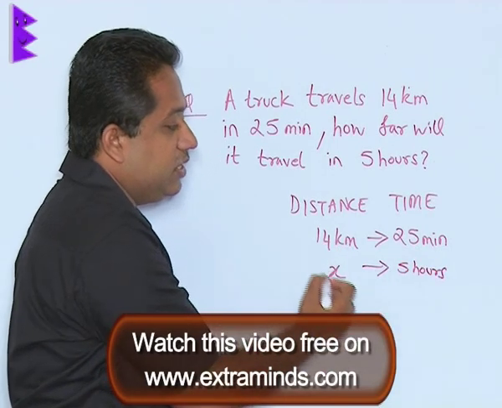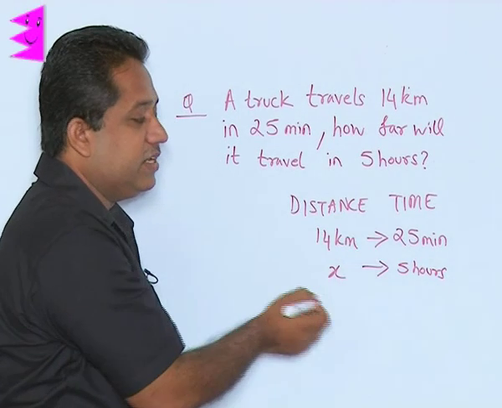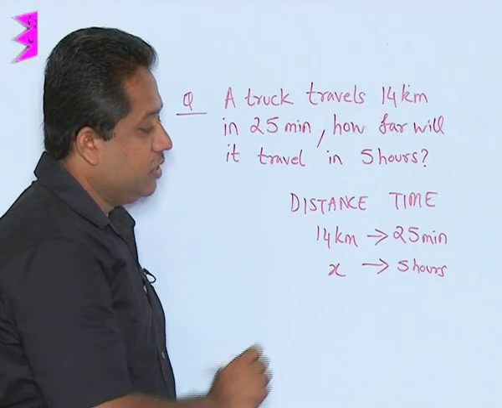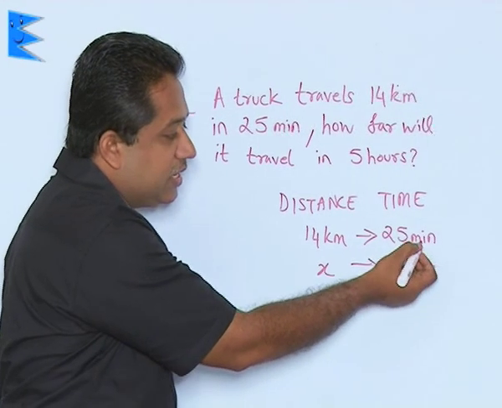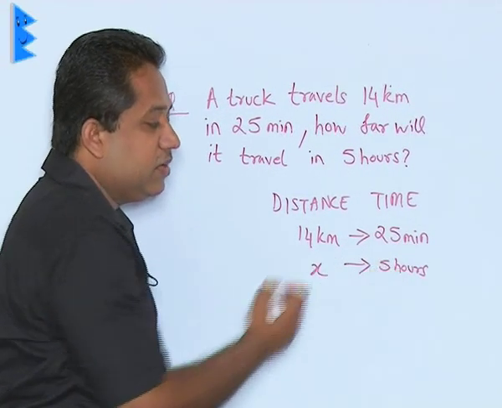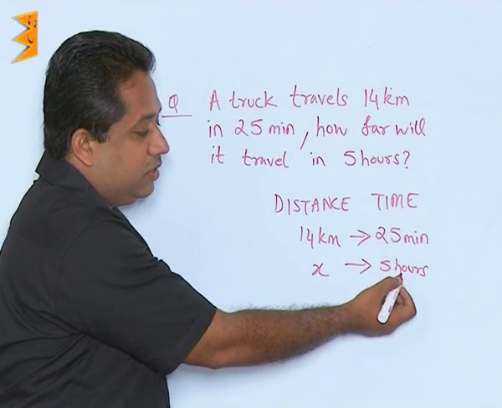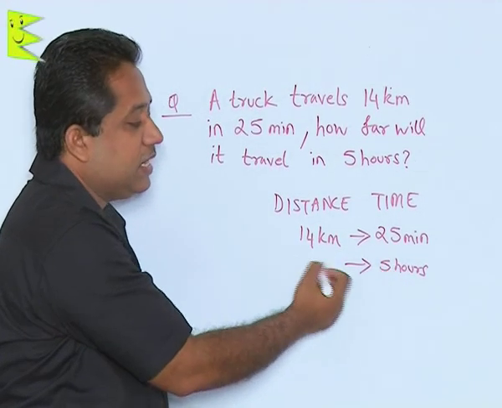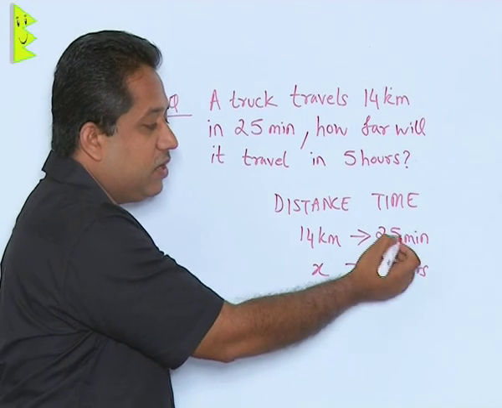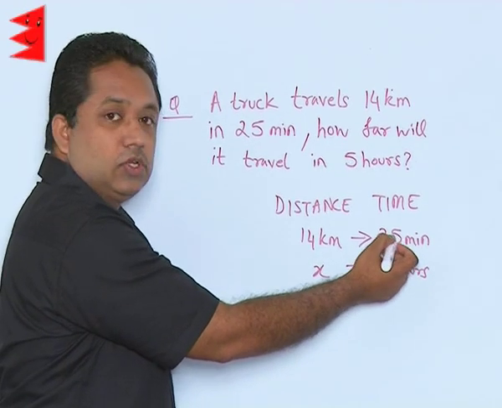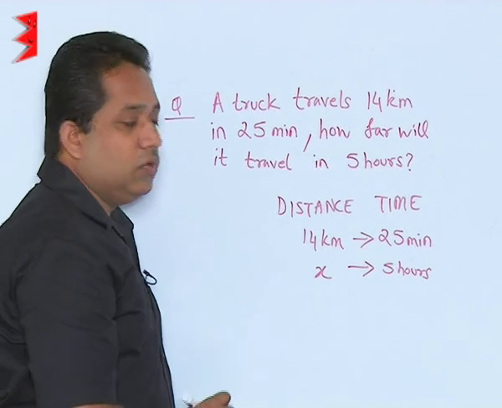Now, in this question, although we have identified that this is a question based on direct proportion, one thing that you will notice is that the time here is in minutes and the time here is in hours. So, we have to convert it into the same unit. This is very important. We can't solve it directly. So, 5 hours we have to convert either into minutes or we have to convert the minutes into hours.